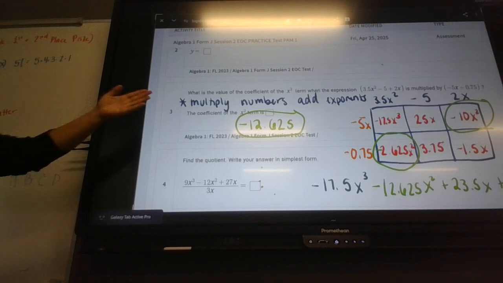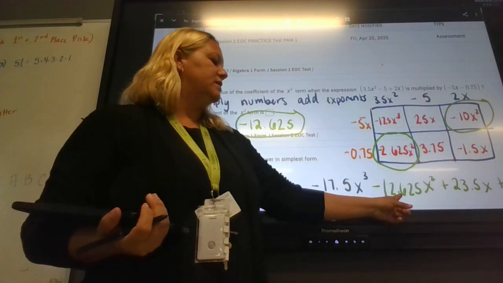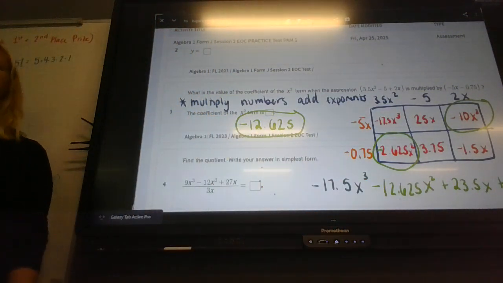This says, what's the coefficient in front of x squared? Negative 12.625.